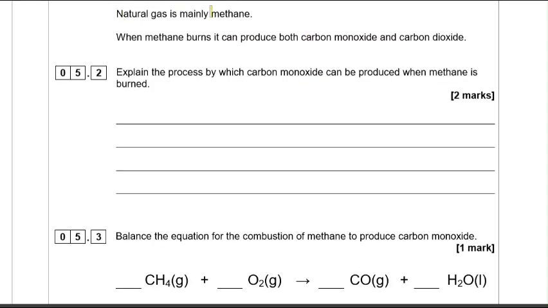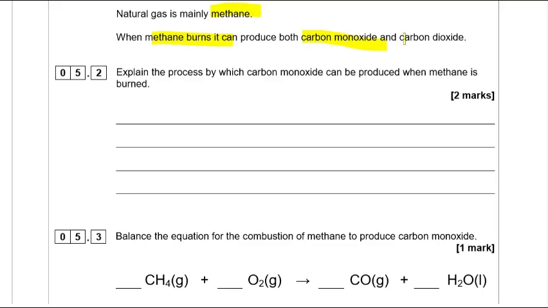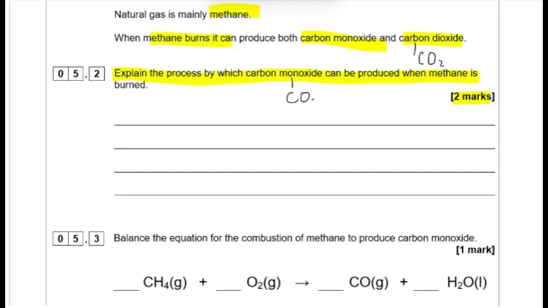Natural gas is mainly methane. When methane burns, it can produce both carbon monoxide and carbon dioxide. Question 5.2. Explain the process by which carbon monoxide can be produced when methane is burnt, and this is for 2 marks. Carbon dioxide has 2 oxygens for every 1 carbon, and carbon monoxide only has 1:1 oxygen to carbon, so there's less oxygen, so there's a clue.